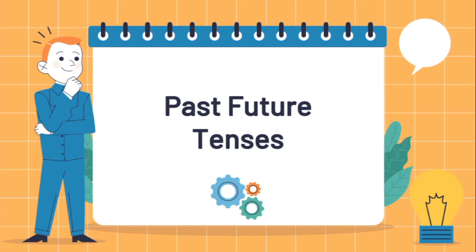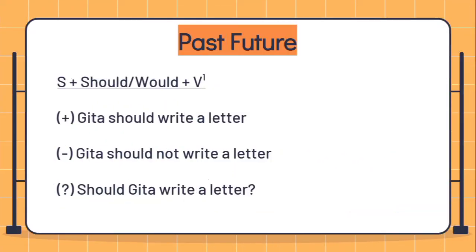Past future tense. Past future. Gita should write a letter. Gita should not write a letter. Should Gita write a letter?